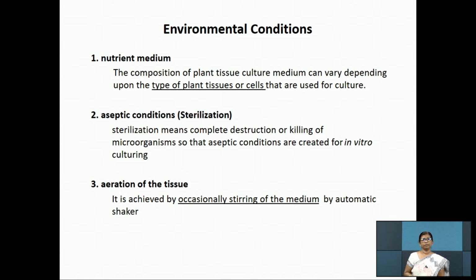Then next is the environmental conditions. Here, the nutrient medium, aseptic conditions and aeration of the culture are very important. Proper nutrition should be available for the explants to grow. Aseptic condition means sterile conditions should be maintained in the lab, and the medium should be very sterile. Aeration of the culture is very important, that is, it should be kept in a shaker if it is a callus culture or suspension culture.